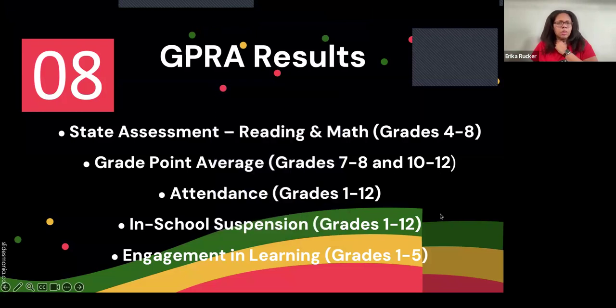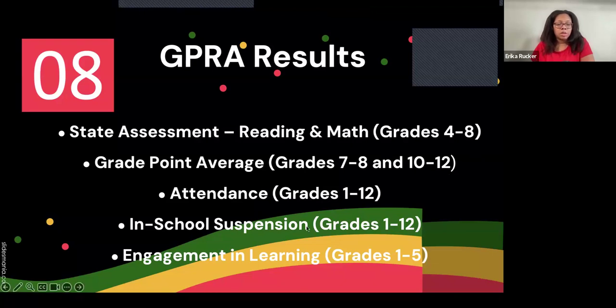So these are the things that we do gather for GEPA results, and notice they all have grades attached to them. State assessments for reading and math are only for grades 4th through 8th. GPA is only for 7th through 8th or 10th through 12th. Attendance is for everybody, grades 1st through 12th. In-school suspension is for everybody, grades 1st through 12th. Well, it doesn't include pre-K and kindergarten, but you get where I'm going.